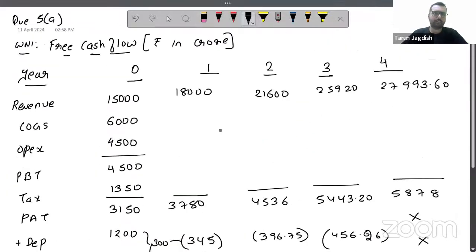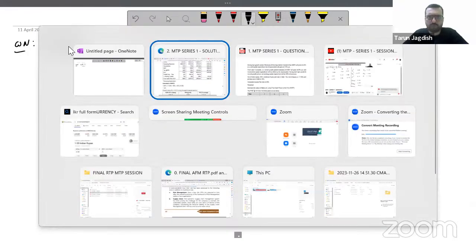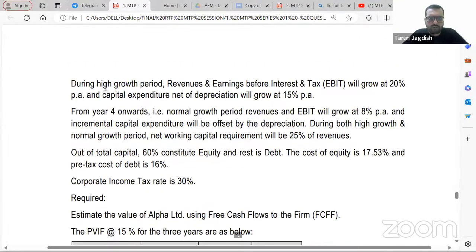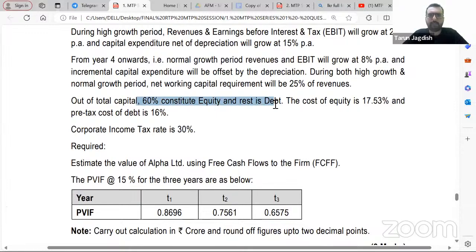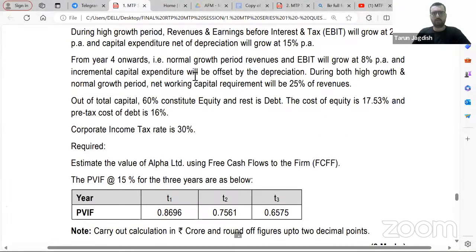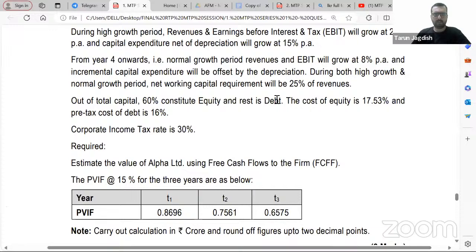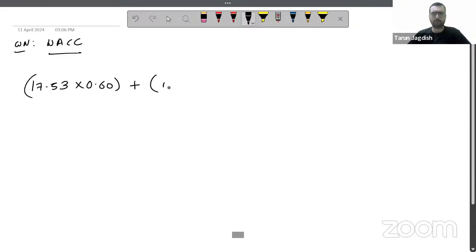So once I get the free cash flow, next part for us to do will be to calculate the WACC, weighted average cost of capital. So for that, in the question, they would have given you the KE and KD. 60% is equity, 40% is debt. KE is 17.53, KD is also given. So 17.53 into 0.6 is equity, right? Plus 16% is pre-tax. So post-tax will be 11.2. 11.2 into 0.4.